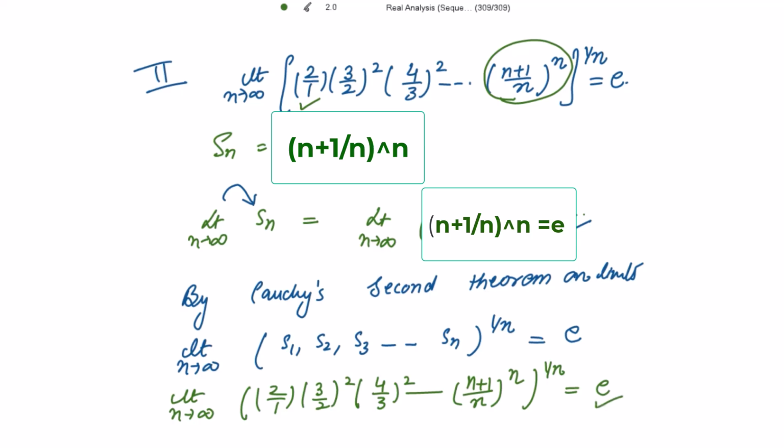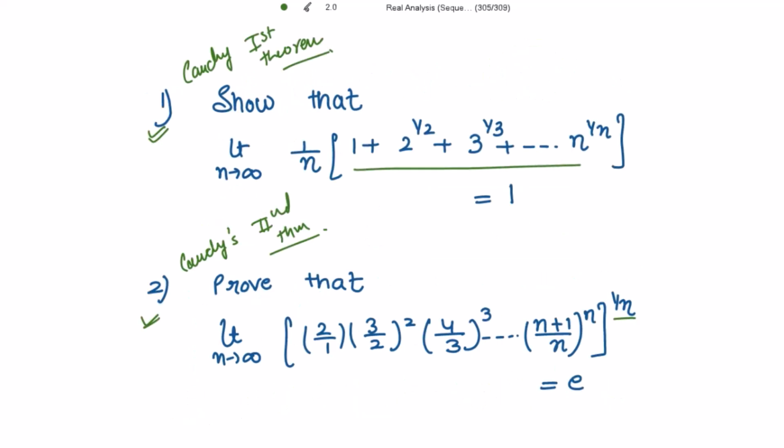So you just need to remember that if you have the sum of the terms divided by n with limit n tends to infinity, then you have to apply Cauchy's first theorem to find this limit. And if you have the product of the terms Sn to the power 1 by n, then you have to apply Cauchy's second theorem on limits.